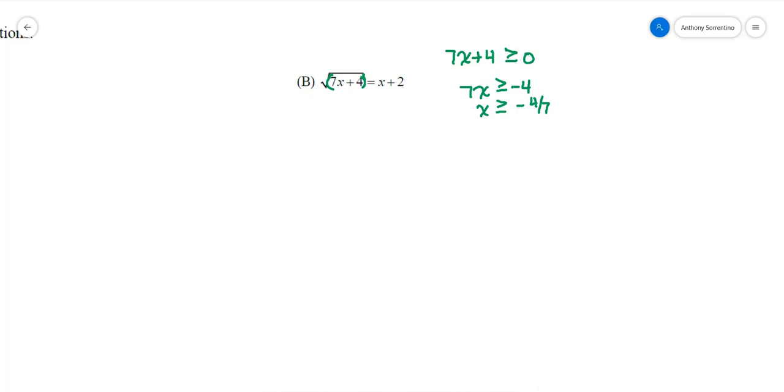But I'm just going to work under the assumption that I'm only considering values of x that could exist. So I'm going to square both sides to get rid of that radical. On the left-hand side, pretty easy. It's 7x plus 4. The right-hand side, of course, is x plus 2 squared, which I showed here, is going to equal x plus 2 times x plus 2. Sorry for the quick edit on that one.